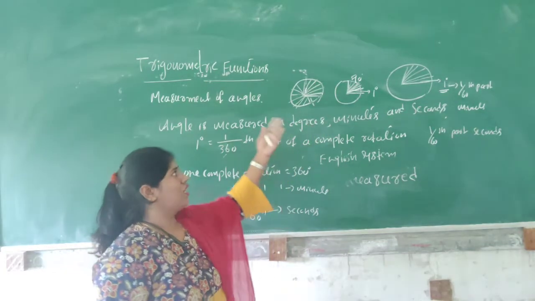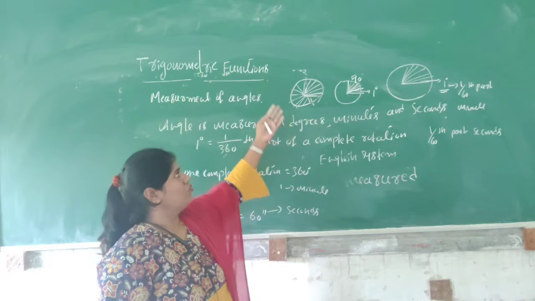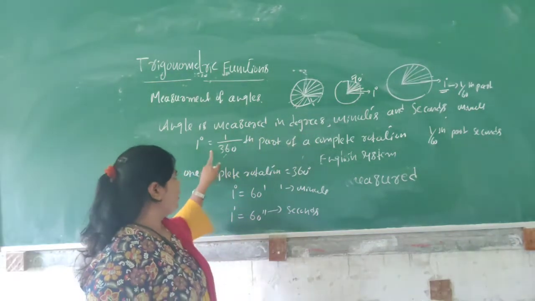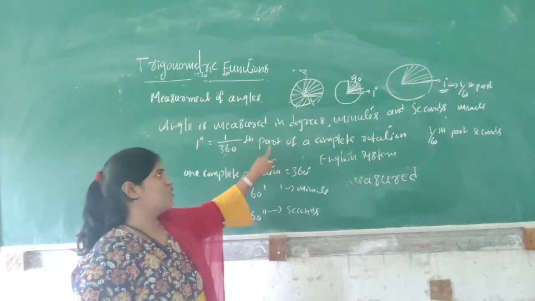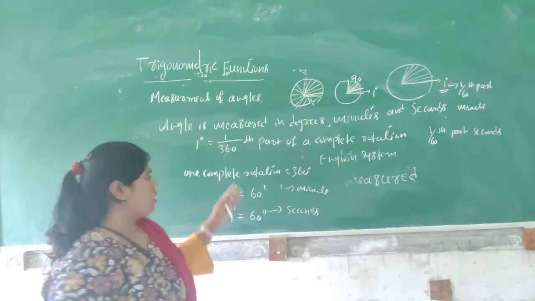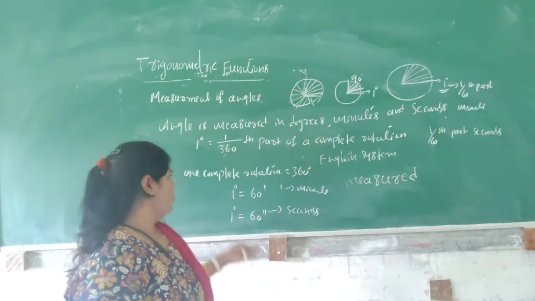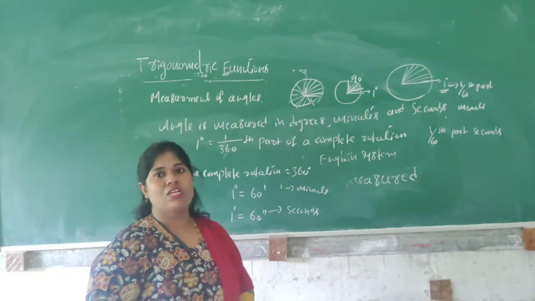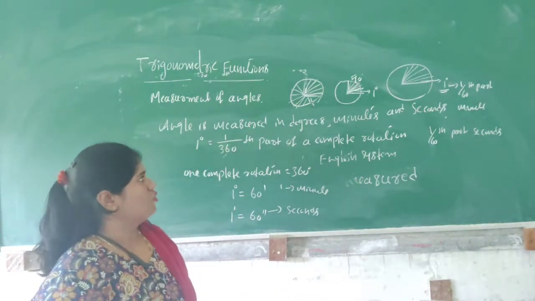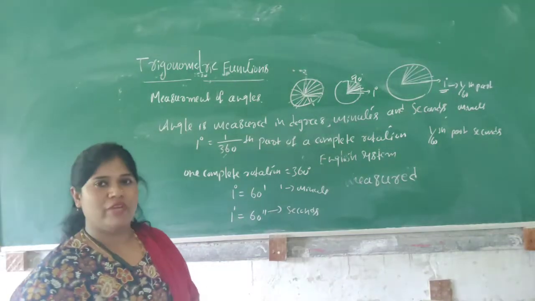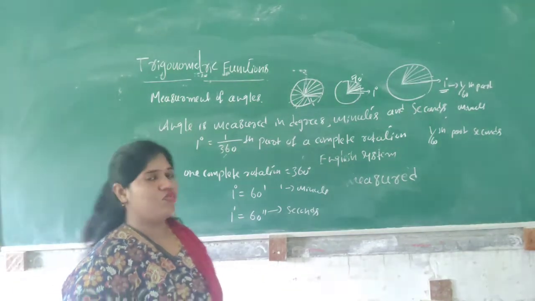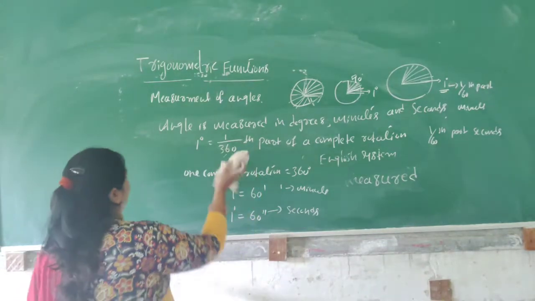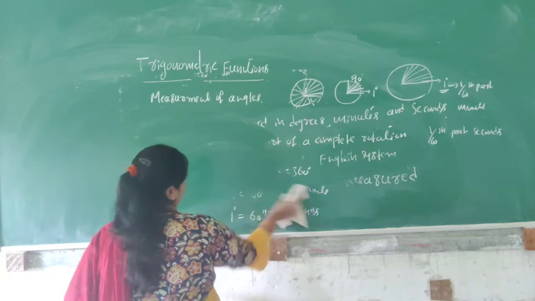Because the 90 degree angle is going to be divided into 90 equal parts. Each part is called a degree. So 1 degree is equal to 1 upon 360th part of a complete rotation. One complete rotation is 360 degrees. So 1 degree is equal to 60 minutes, and 1 minute is equal to 60 seconds. So these are the degree measure. Next we go for radian measure. Okay. So this is very important.